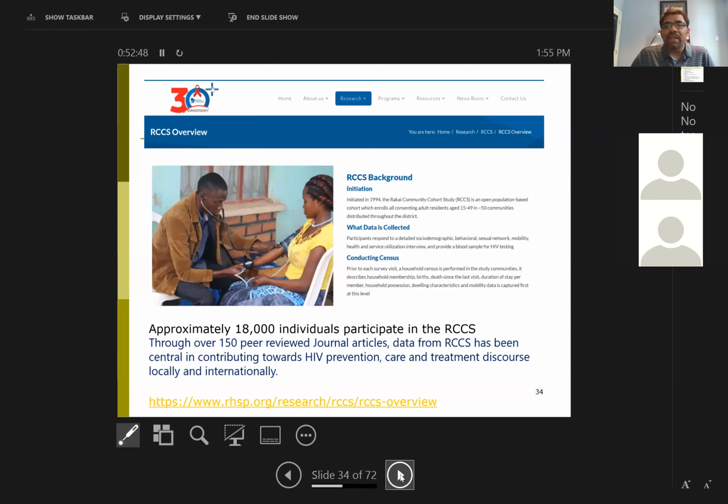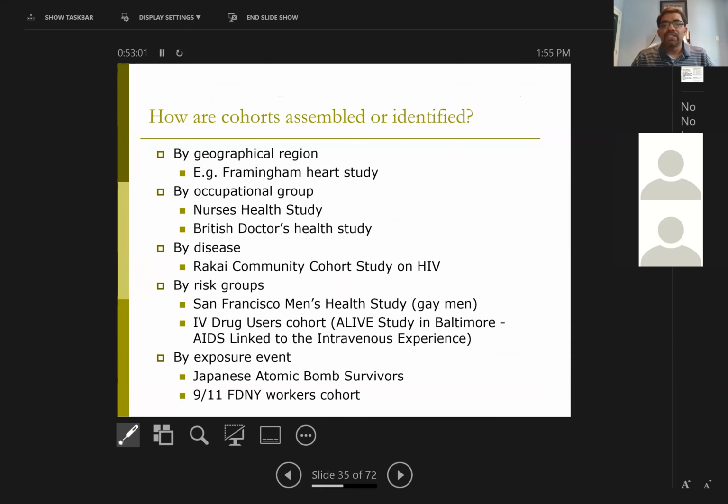Who is likely to get HIV, who is likely to have HIV and other diseases. Hundreds of papers have come out of the Rakai community cohort study, right? So like I said, we have cohorts from geographical region, by occupational health group. There's a very famous Nurses' Health Study where nurses have been enrolled in America, and the cohort study has been running for years. By disease, HIV study. By risk group, right? San Francisco Gay Men's Health Study was gay men in San Francisco that have been followed up for a long period of time.